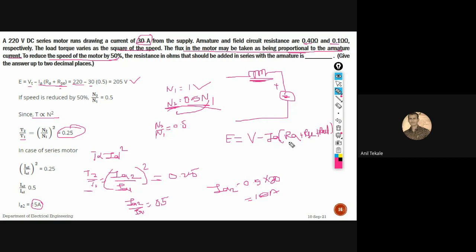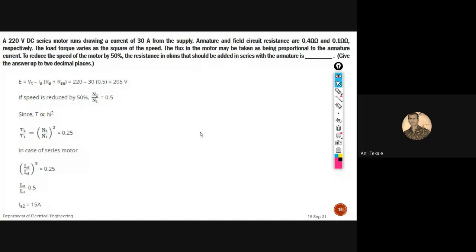Am I right or wrong? Right. So E is equal to 220 minus 15 ampere into (RA plus RSE, that is 0.5, plus R external). We will calculate E. What is the value for E? Can anyone tell? Let me show you.